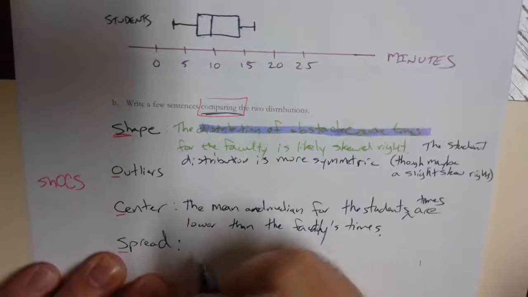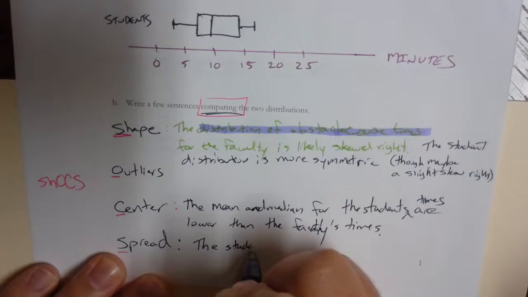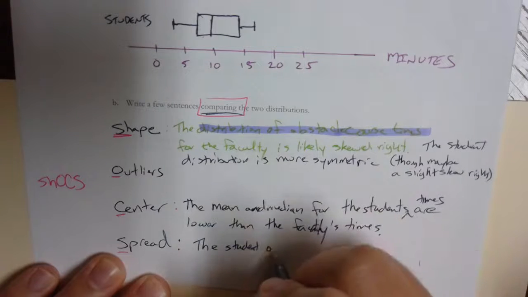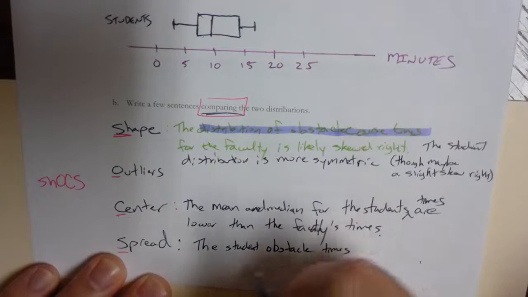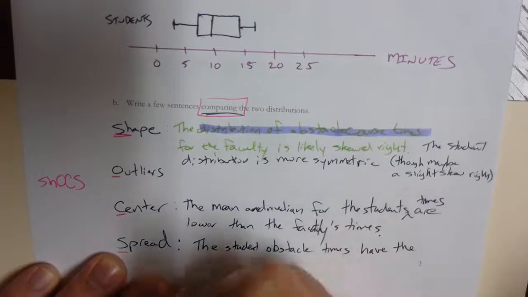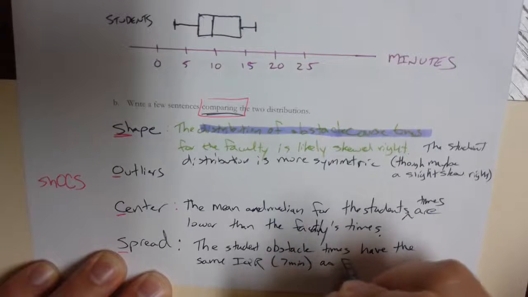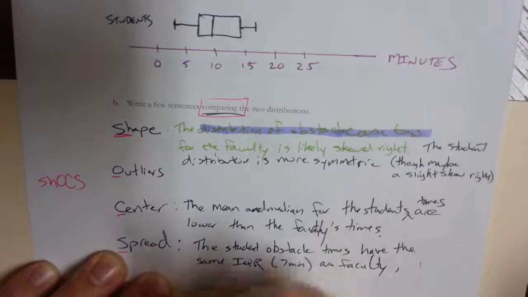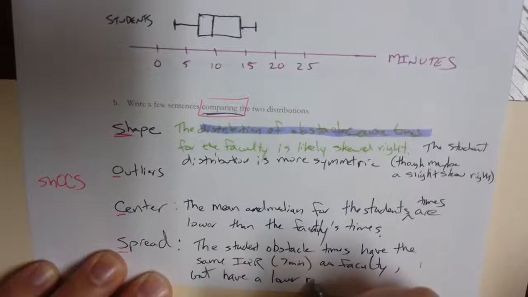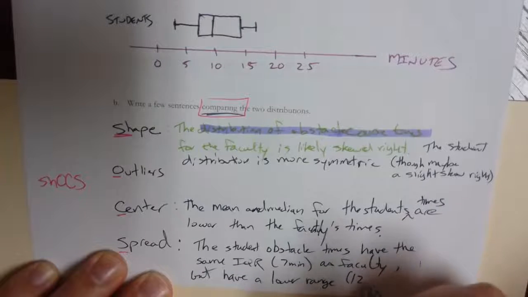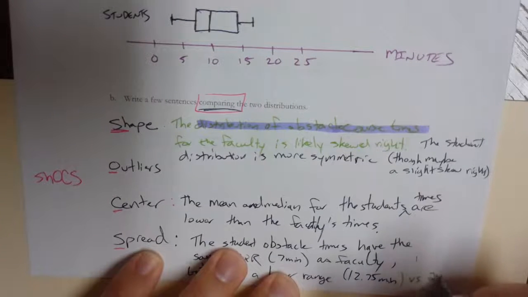So I'm just going to do it as facts this time. So the student obstacle times have the same IQR, 7 minutes, as faculty, but have a lower range. 12.75 minutes versus 20.5 minutes.